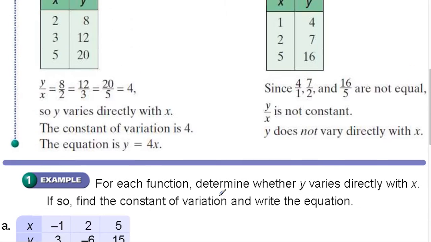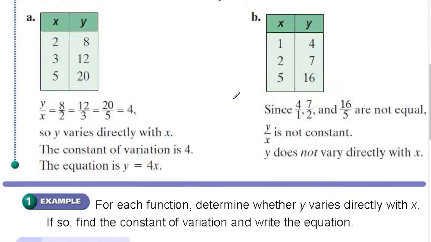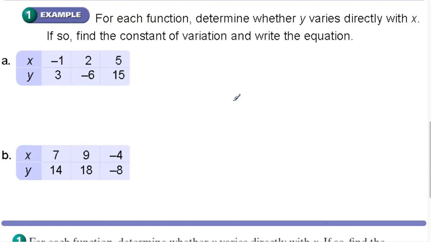Okay, so going back up here real quick, it says the constant of variation is equal to y divided by x. Okay, so you're going to do k equals y divided by x. So this is the y, this is the x. So you've got 3 over negative 1. You have negative 6 over 2. And you have 15 over 5. Well, this simplifies to negative 3. This simplifies to negative 3.